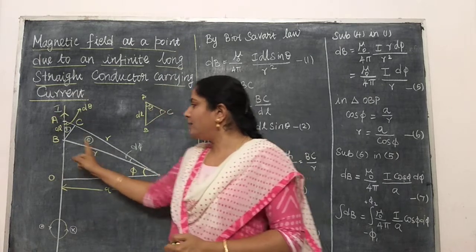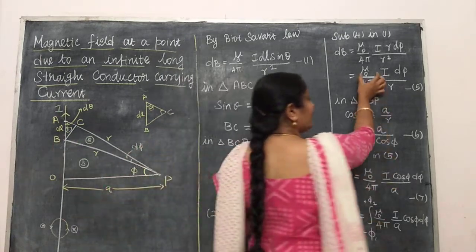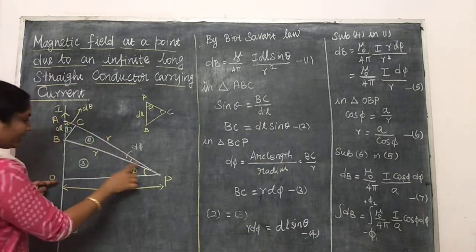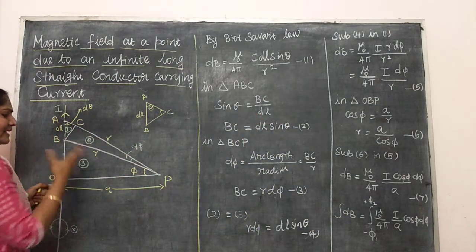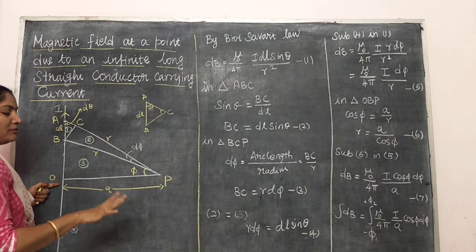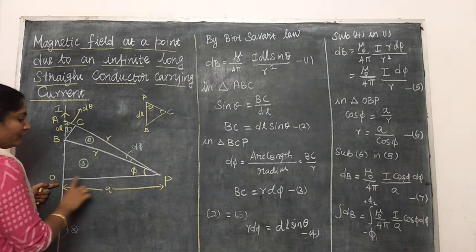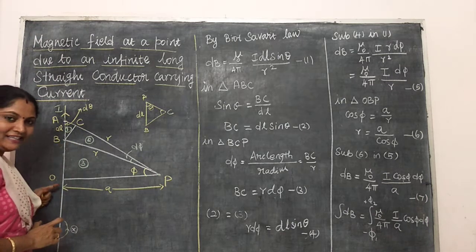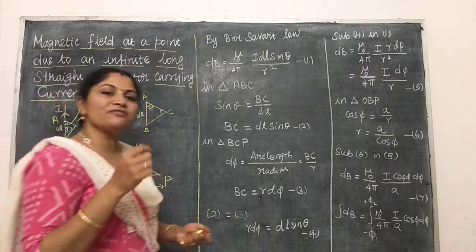Okay, so because in this equation we have to calculate the value of r. To calculate the value of r, should we take sin theta or cos theta? When we consider that, we know the adjacent side, we don't know the opposite side. So that's why we are taking cos phi here.